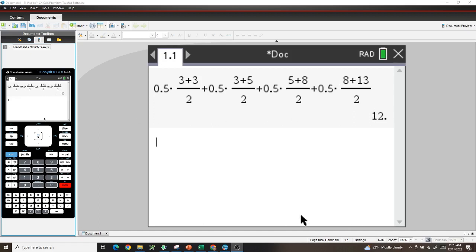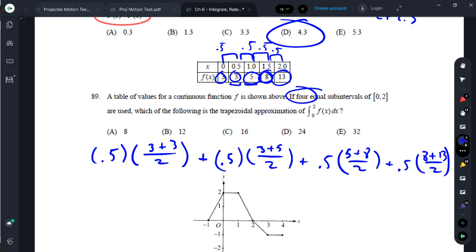So you could do that. I think it's a little more tricky. I would just stick with the formula. So we got 12, and that's choice B.